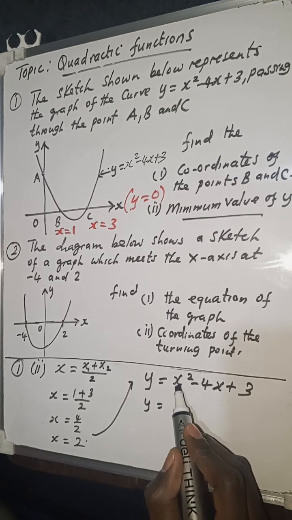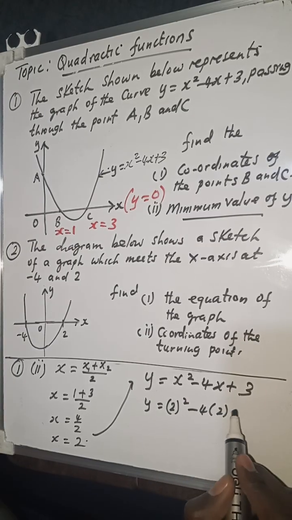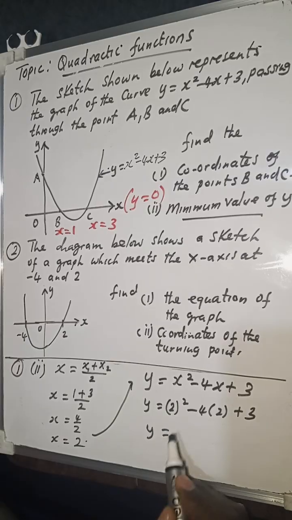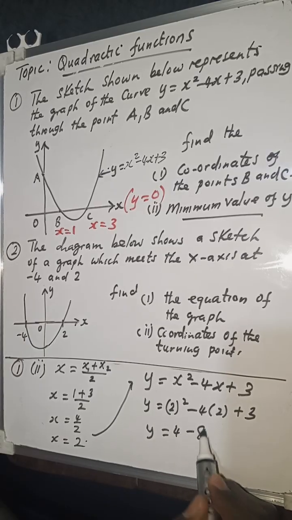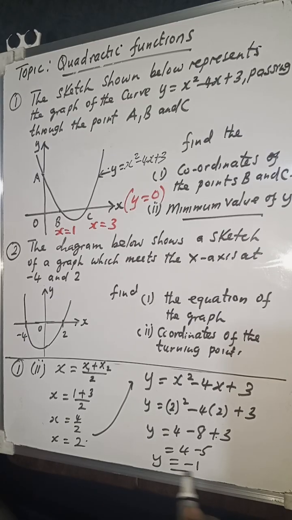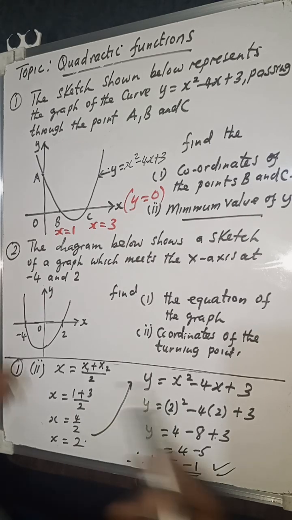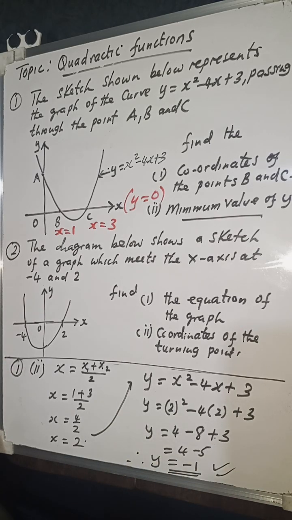That will help you to know what we are calling the minimum value. So y is equal to x, which is 2, raised to the power 2, minus 4 times 2 plus 3. So y will be equal to 4 minus 8 plus 3. That is negative 8 plus 3, that will give us negative 5. And what is 4 minus 5? It is negative 1. So this is the minimum value of y that they wanted you to get. So you can use this method in order to do that.